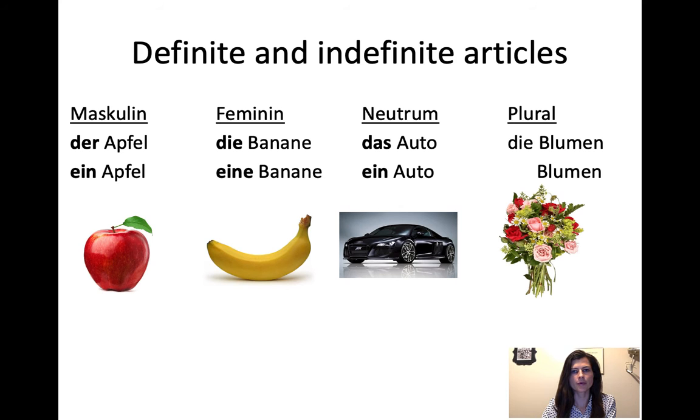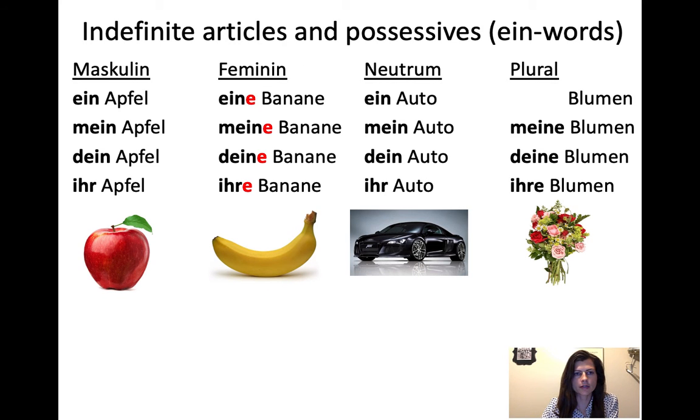So we are going to start with our definite and indefinite articles, which we've done before, but these will be a good introduction to our der words, which are also called dieser words. So we've got our definite articles, der, die, das in the nominative, and then ein, eine in the nominative. And then we also recently did our indefinite articles and our possessives.